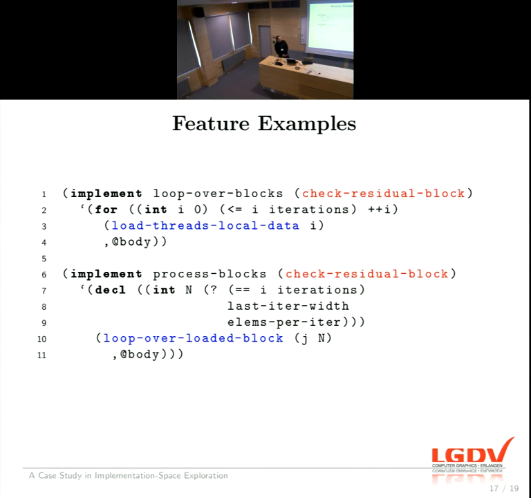And that's the way we implemented them with our feature system. That's the simple one. We just loop over the blocks. Then, as you can see, we include the last iteration. It's a smaller-equal. And then we pass in the body. And then for each individual block, process the blocks. And then we check if we are in the last iteration and set the upper limit accordingly.